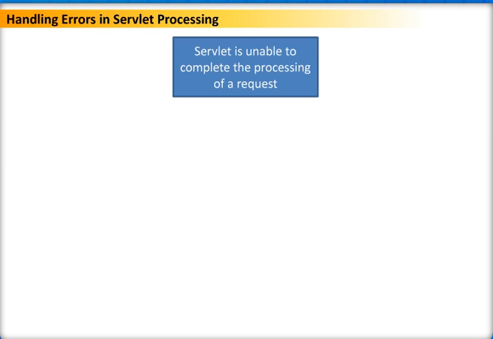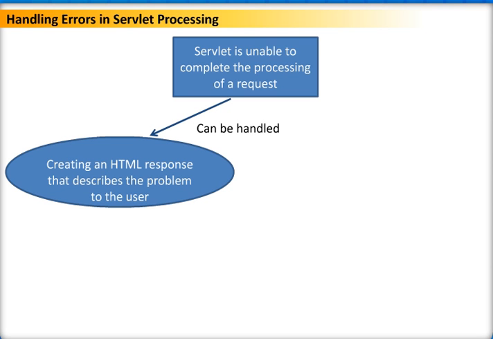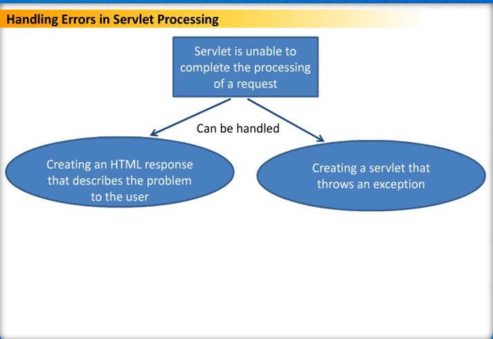When a servlet is unable to complete the processing of a request due to some problem, the programmer has two choices to handle the situation. The programmer can create an HTML response that describes the problem to the user in terms that are appropriate to the user, or the programmer can create a servlet that throws an exception.